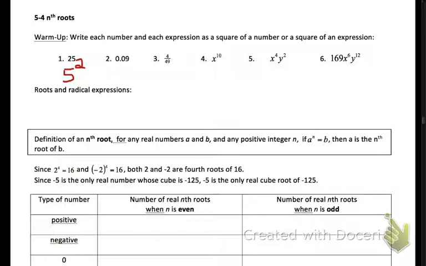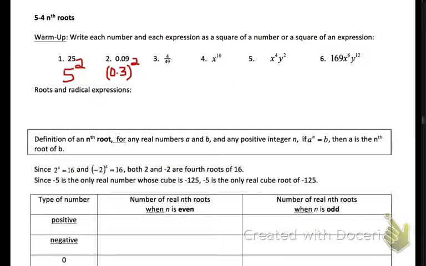0.09. Now it's a little more interesting. We want to write that as a square of a number, parentheses squared. I believe it's going to be 0.3. We're going to need a 3 to get a 9 out of it. 3 squared is 9. So 0.3 squared is 0.09.